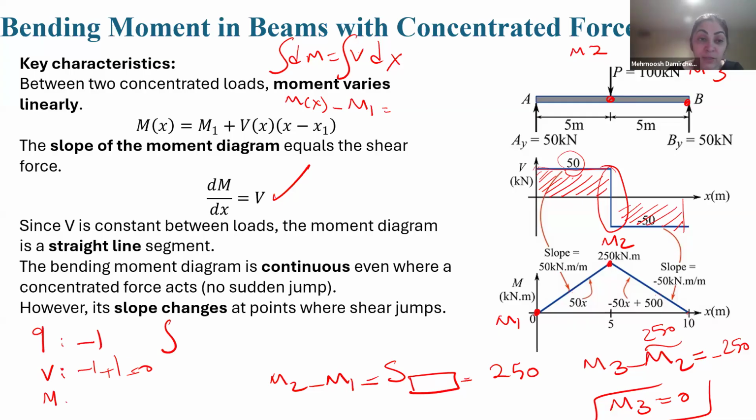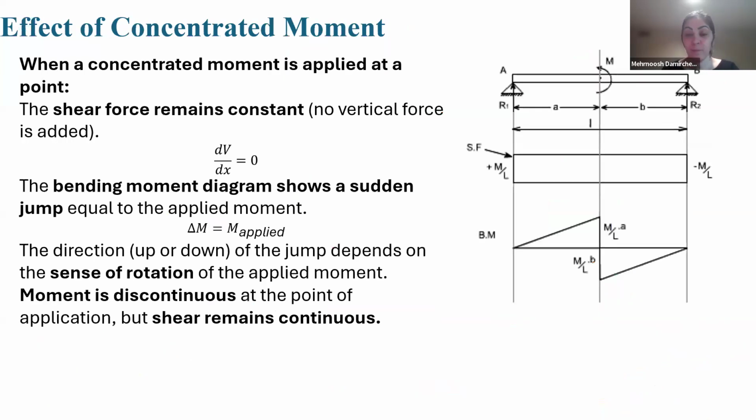And the order of M, according to the integral again, is 1. The integral of a constant, for example the integral of 2 is 2x, should be order 1, meaning linear. So Q concentrated means V is constant and M is linear. Maybe a positive slope, maybe a negative slope. It depends on the value of V.